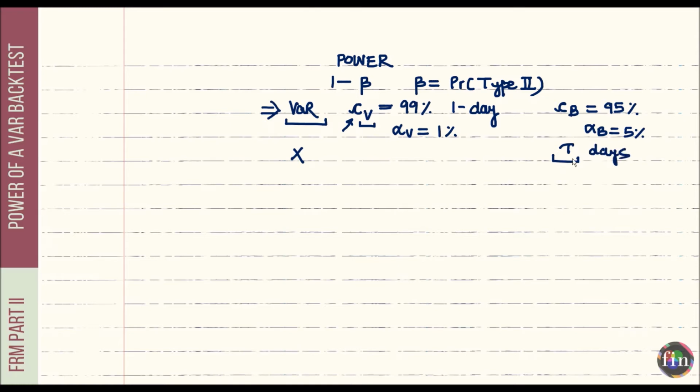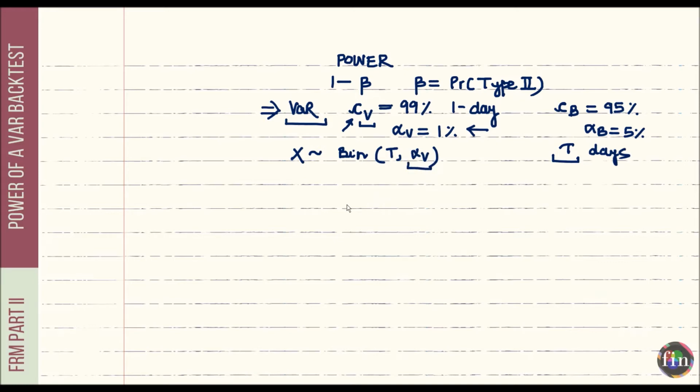If that's the case, then this X, the number of exceedances, would follow a binomial distribution with parameters: the number of trials would be T, and the probability of success, wherein we call an exceedance or exception a success, I would write down as alpha V. Because if the VaR model is indeed computing VaR at 99% confidence, then there is a 1% chance that your PNL can be worse than the VaR. Therefore we say the probability of the exceedance is alpha V.